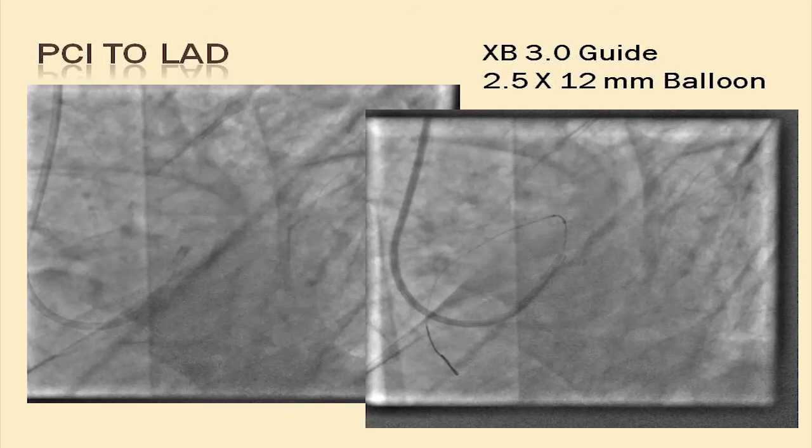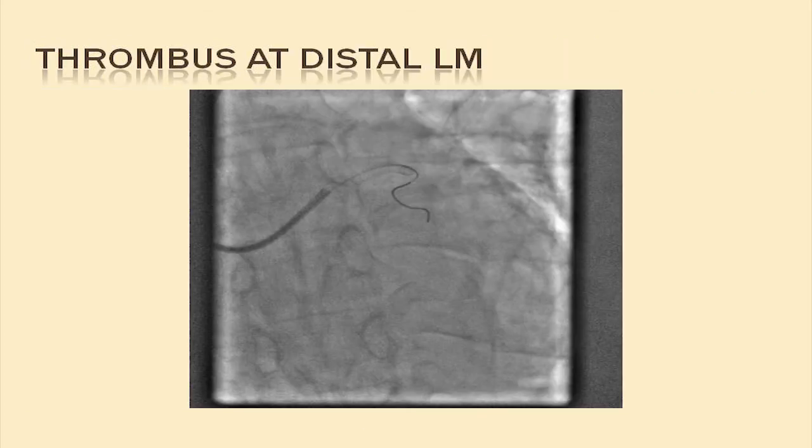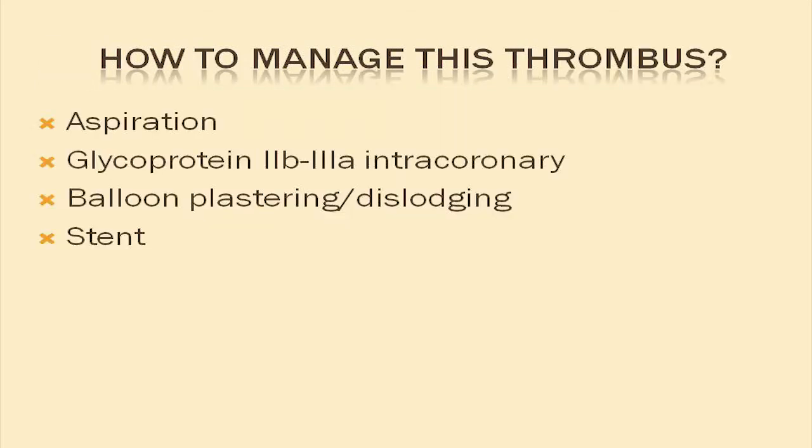I did the angiogram which showed a very tight osteal LAD lesion, and then I pre-dilated the lesion and put in a stent there. When the stent was deployed, which was very well deployed, there was a small thrombus noted at the bifurcation. The patient was hemodynamically stable, but on injection you can see that the thrombus was moving. And then it was a concern how to deal with this thrombus.